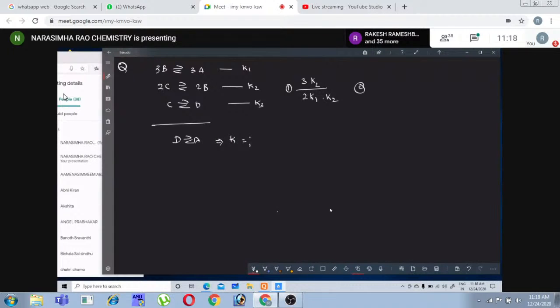K1 into K2 squared, divided by K3. Okay, children, I am solving D2A, so its value should be inverse. I am writing D2C is 1 by K3. Now C we note as it is.